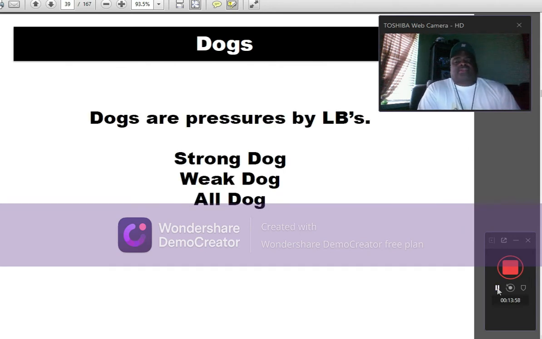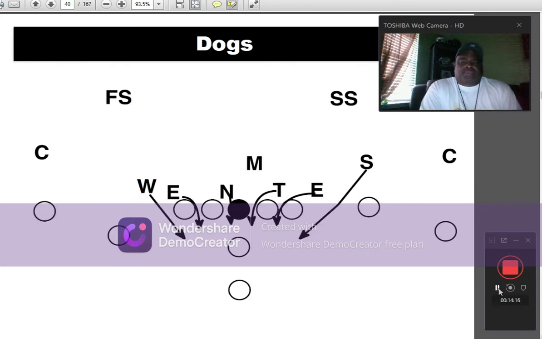Then you can add pressures with your linebackers. I wrote them down as strong dog, weak dog, all dog, mad dog, whatever you want. It's just different movements of the linebackers moving with those stunts. Now here's a slide that I made of them moving with the stunts, or you might want to call them blitzing, so you can see how everybody is covering a gap. I'm leaving no gap uncovered.